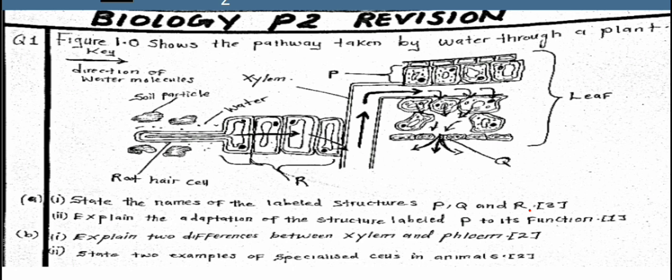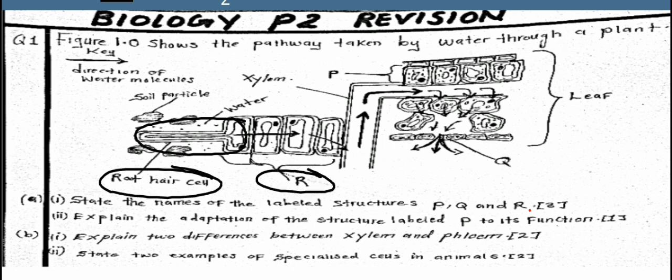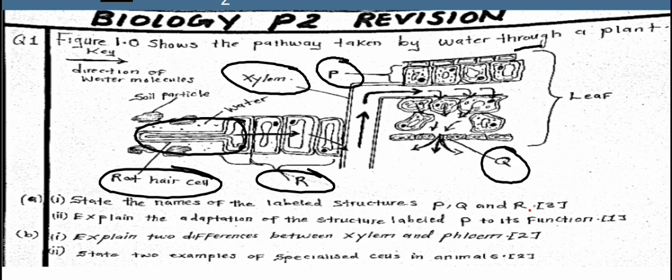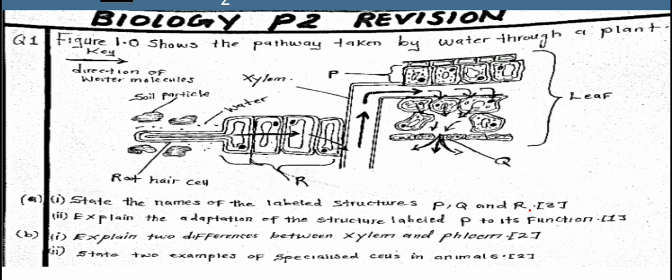Okay, so we have this structure here which is called the root hair cell. Also have cells R, the xylem which transport water, cell P and cell Q, and the entire thing here is represented by a leaf. Okay, so let's start with the first question, which is saying state the names of the labeled structures P, Q, and R. So we have P.